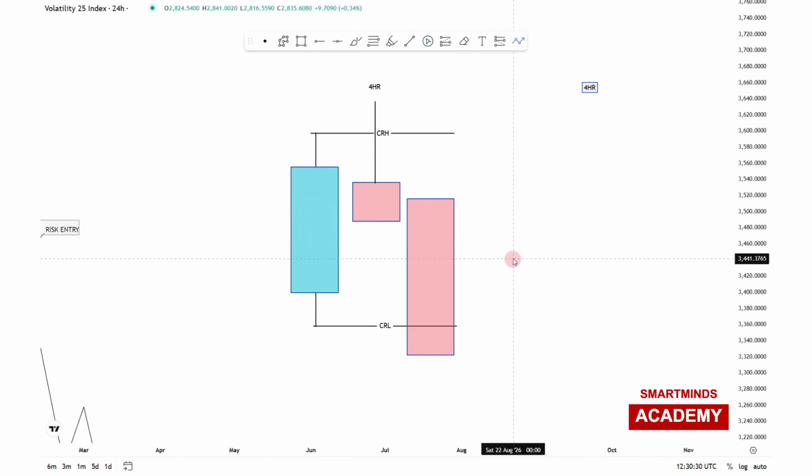So we have your accumulation in the form of a ranging market.